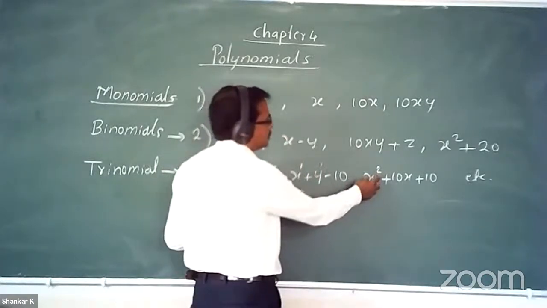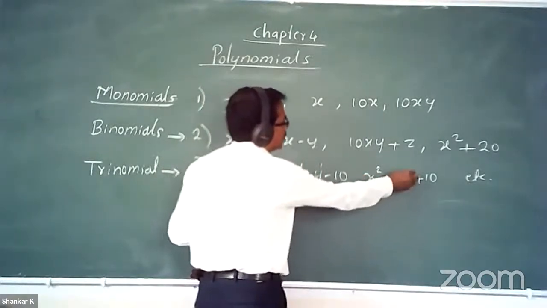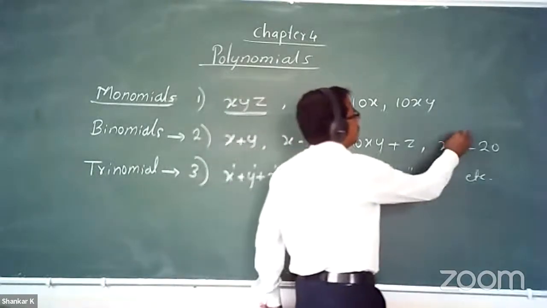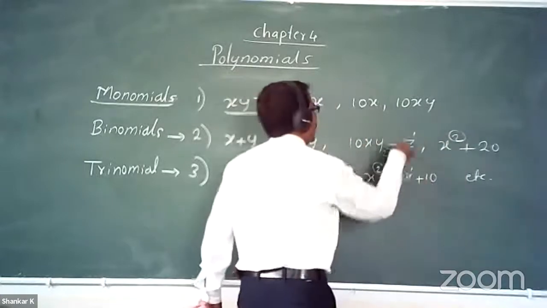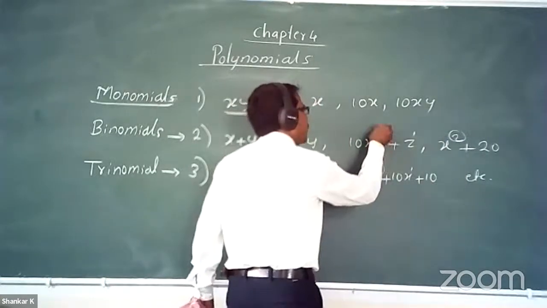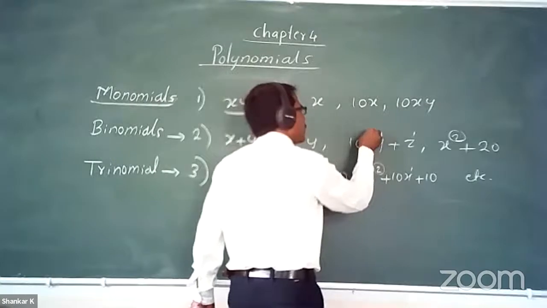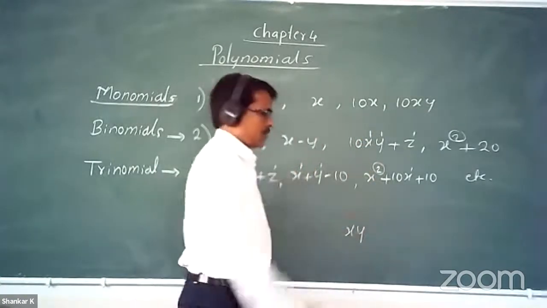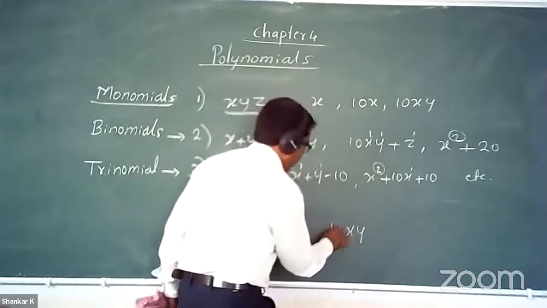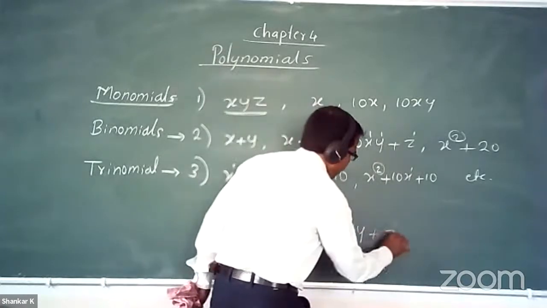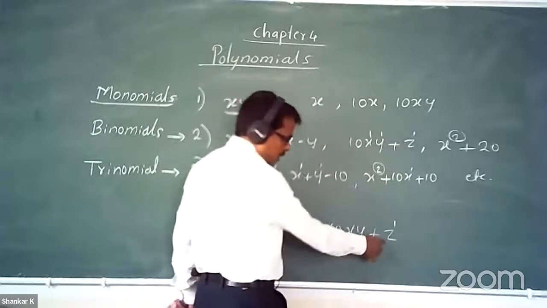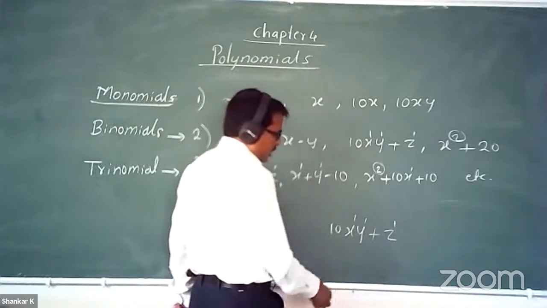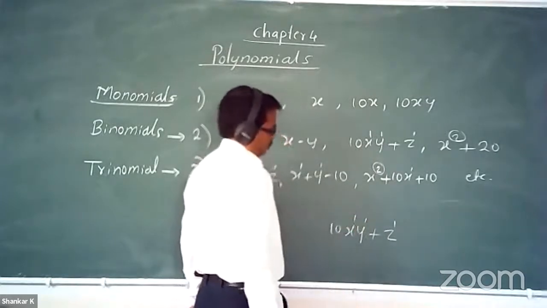Here x square is there, here x plus 1 is there, its degree is 2. Here its degree is 2. Here the y variable exponent is 1, the x variable exponent is 1. If an xy term is there, for example 10xy plus z, its variable exponent is 1. This is also 1. Its degree is 1 plus 1, 2.